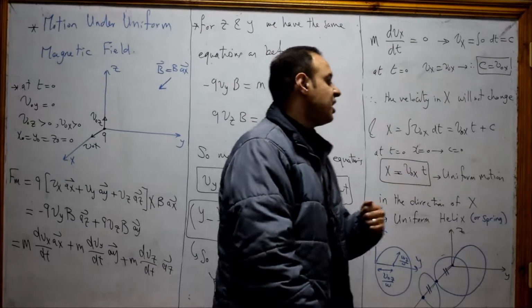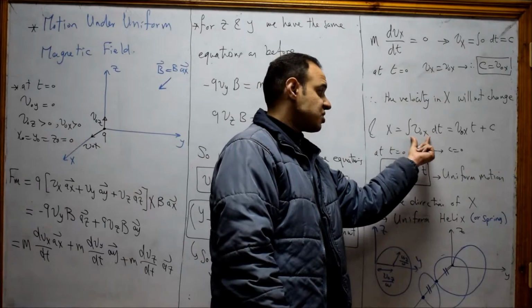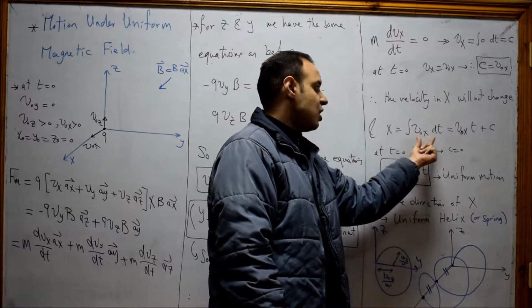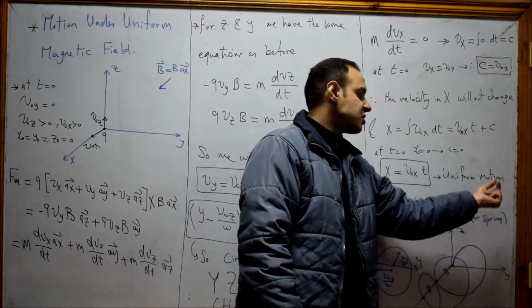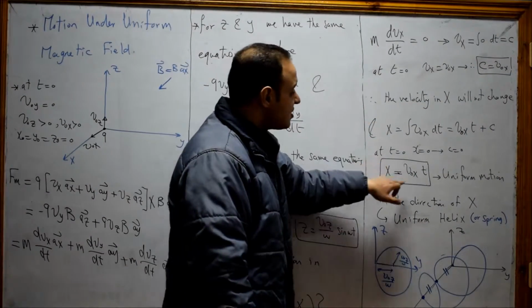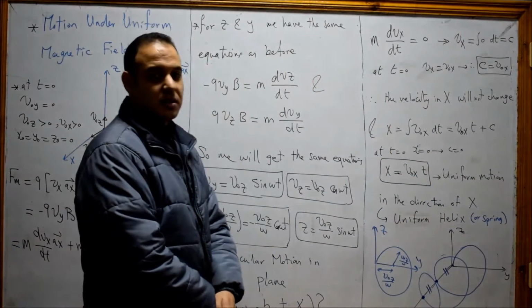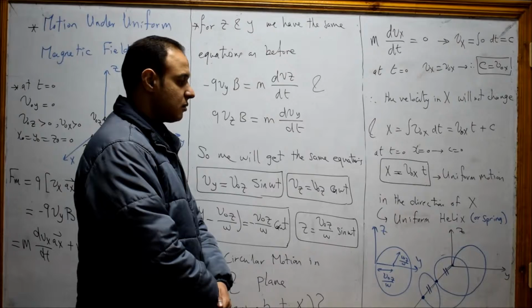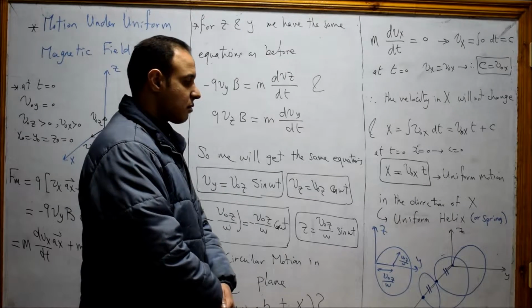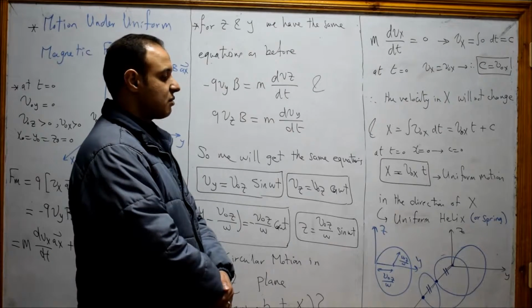How about the displacement in x? X is equal to the integration of the velocity, which is constant v naught x. So it is equal to v naught x t plus some constant. At t equal to 0, x equal to 0, so this constant is equal to 0. So x is equal to v naught x t, which is a uniform motion. Linear motion with time in the direction of x.